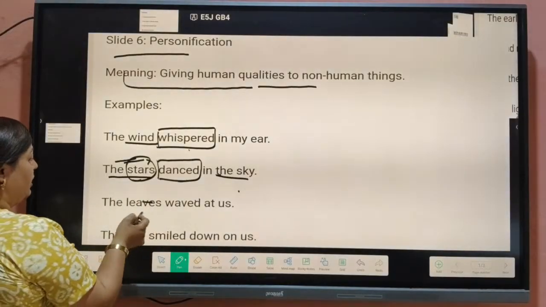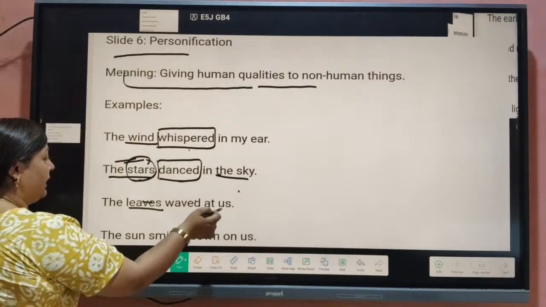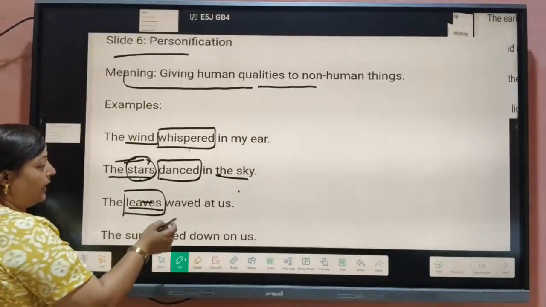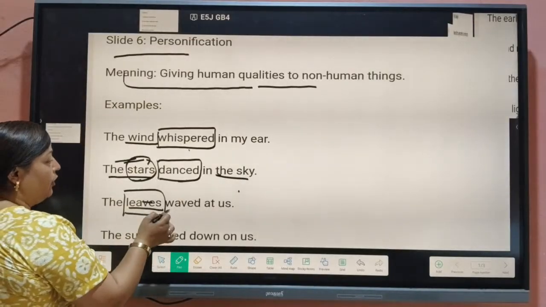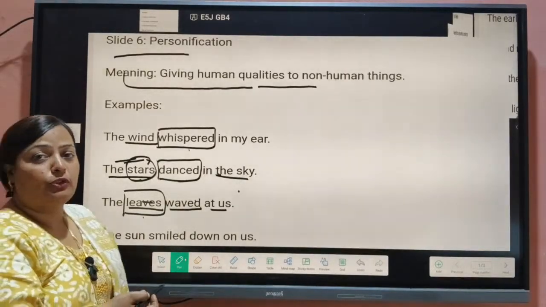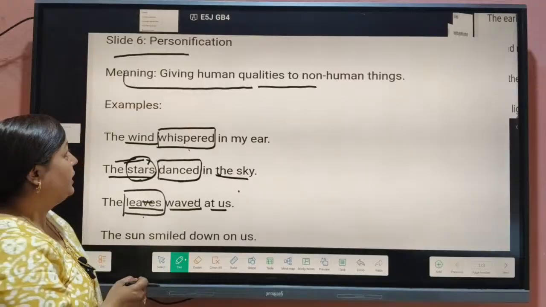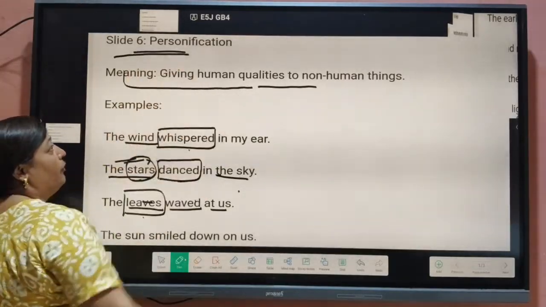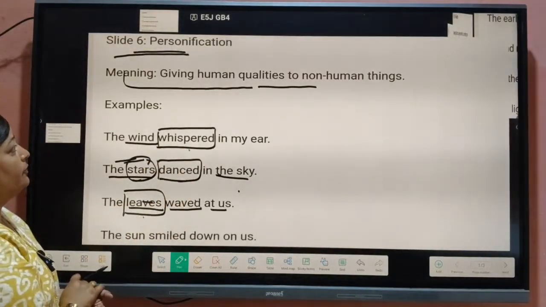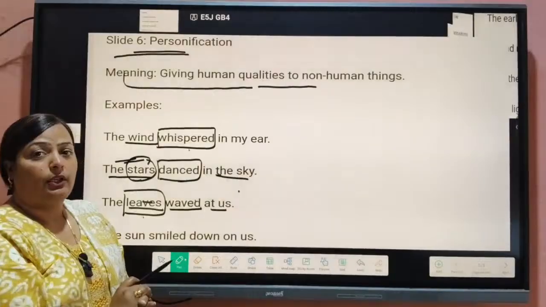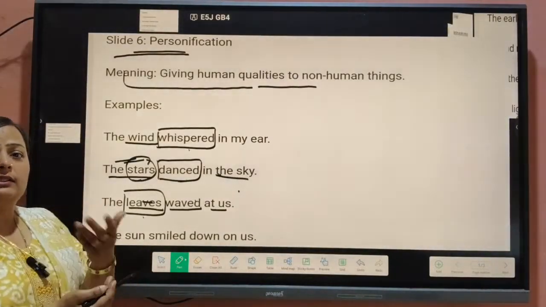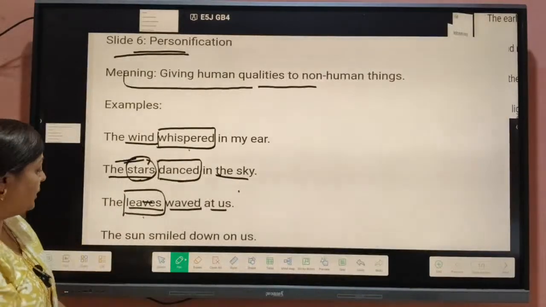In the same manner, leaves waved at us. Here, leaves are a non-living thing, and the poet says they waved at us. Leaves never wave, but poets sometimes use it in this way. In this way, there will be personification. For personification, we must know that we give human qualities to non-human things. If non-human things are acting as if they are human beings, then there will be personification.